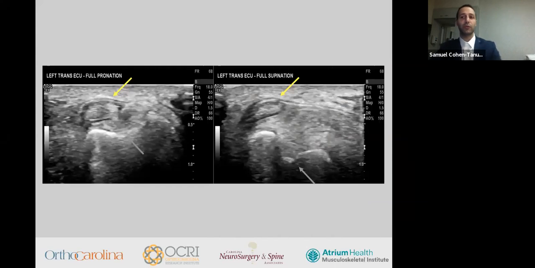So here's an example of ultrasound. We're not used to looking at ultrasound, so I'll walk us through this to evaluate the ECU tendon. What we're seeing here is an axial view of the ECU tendon in supination and pronation. The yellow arrow is a cross-section of the ECU tendon in its subsheath, and the ulnar groove is depicted by the gray arrow, which is a poor choice of color, I think, for this. So I apologize. But what you can see is that in full supination, the ECU is clearly more subluxated than in pronation, although it's kind of slipping out of its groove in pronation as well.